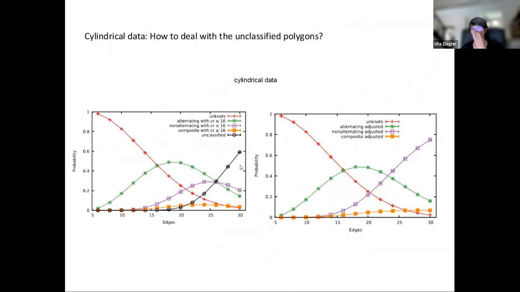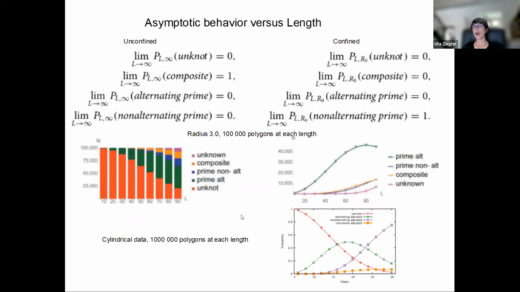For the next thing, we did a similar thing for the cylindrical data, where we just have cylindrical data from 6 to 30 crossings. And so we have the unclassified, and we ended up doing the same thing to basically get this picture. And what you see is that it drastically changes the behavior of the non-alternating knots, because most of the knots which are unclassified are non-alternating knots. So how does that modify our asymptotic behavior versus the length?